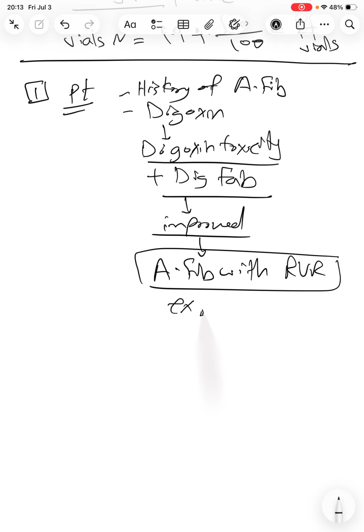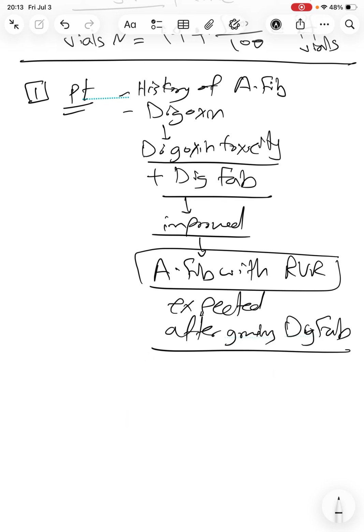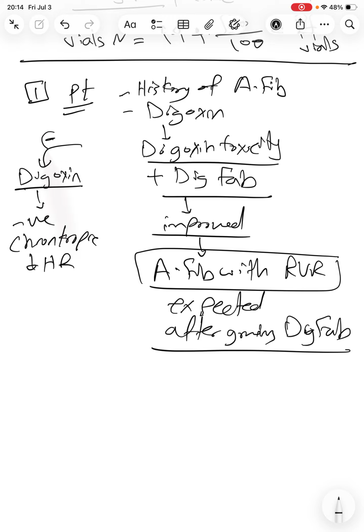This is expected after giving Dig Fab, and you should be prepared for it if the patient already has a history of Afib. Why? Because digoxin has a negative chronotropic effect and lowers heart rate. So when you give Dig Fab, you cause a sudden decrease in the digoxin effect and sudden inhibition of the negative chronotropic effect, and this will cause a high heart rate and the patient can have Afib with RVR.